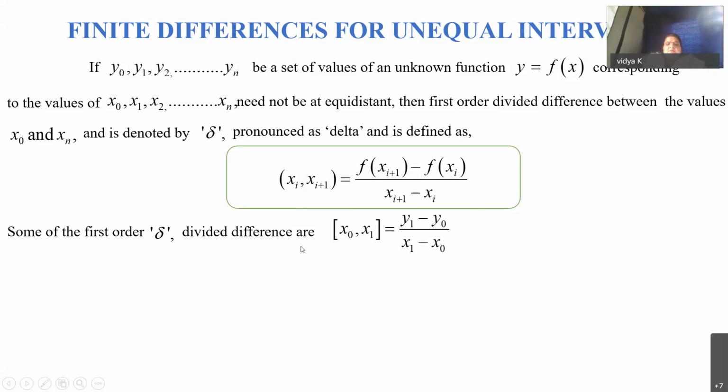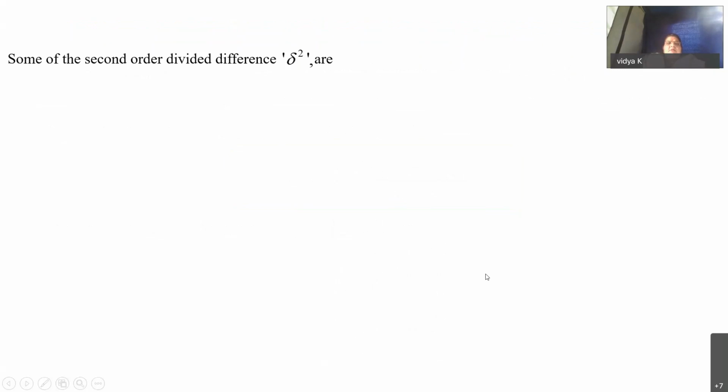Then similarly, [x1, x2] is (y2 minus y1) by (x2 minus x1). Like that you can define the second order. Second order has three arguments, x0, x1, x2. So whenever you have three values, you read it as second order divided difference. You take the first order difference between x1 and x2 minus the first order difference between x0 and x1, and divide it by x2 minus x0, skipping the middle value.